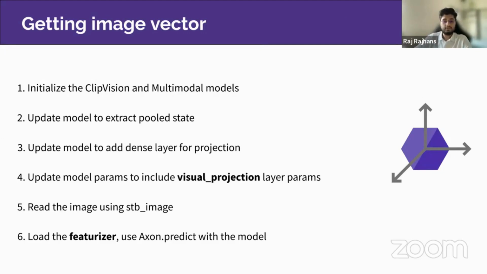Doing this for image is also very similar. We initialize the clip vision and multimodal models, update the model to extract pool state, then update it again to add the dense layer for visual projection this time, and add the params for the new layer we had. One thing that's changed here is that we'll read the image binary data using the STB image library, which will basically decode the image and extract data about the shape, type, etc. Finally, we load the featureizer here. For text, we use the tokenizer as the pre-processing step, but here we are using the featureizer. The featureizer is responsible for pre-processing the image data into, again, a numerical format that the clip vision model can work with. And then lastly, we'll use accent.predict with the updated model and the params to get the output image vector.